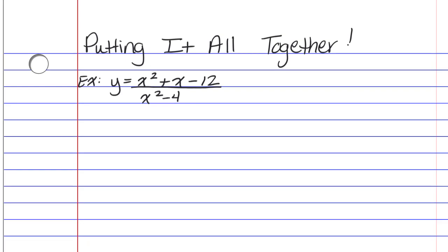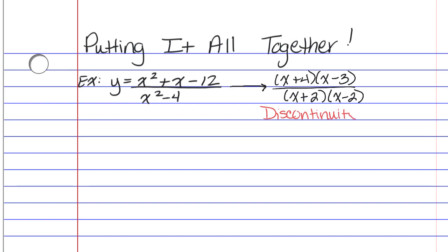So I've got the function x squared plus x minus 12 divided by x squared minus 4. The first thing I'm going to do is put this in factored form so that I can look at points of discontinuity, my x-intercepts, or my y-intercepts a lot easier. My numerator factors into x plus 4 times x minus 3, and my denominator factors into x plus 2 times x minus 2. Because I'm working with a fraction, I know my discontinuity is going to occur when my denominator is equal to 0.